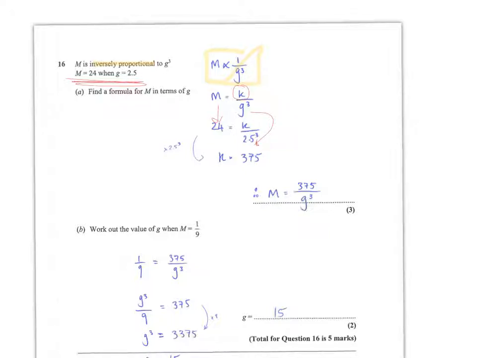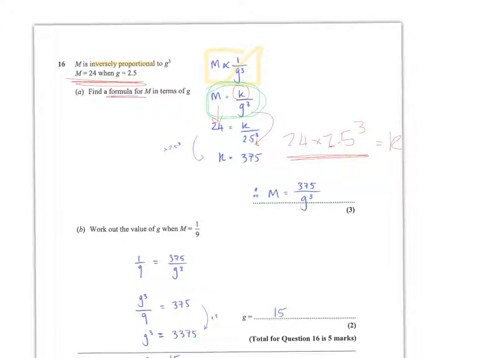My line in here is I'm timesing by 2.5 cubed, both sides, and if I work out the left hand side on the calculator, it gives me 375, and the k value is 375. Now I need to find the formula for m. And the formula, well, that is substituting my k value back into the original equation. So m equals my k value, 375, divided by g cubed.